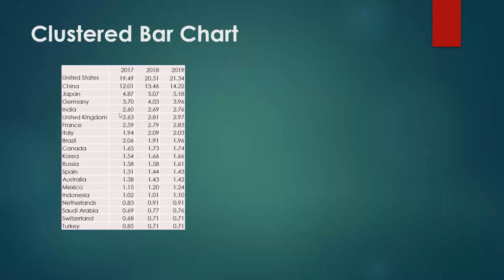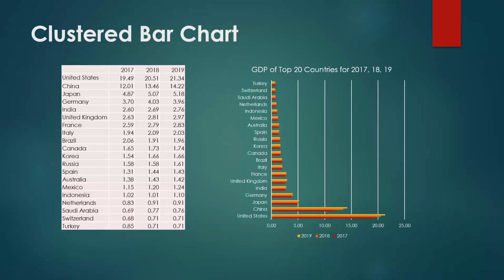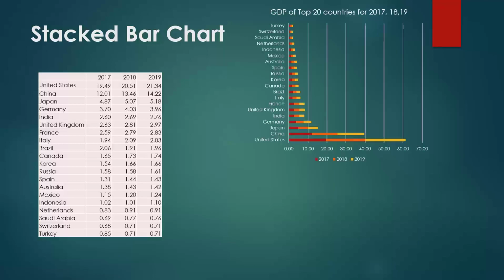So here's our data. We have three columns of quantitative data and one column of categorical variable. Just like in a column chart, when we have multiple quantitative variables, we draw a clustered column chart. So here we'll draw a clustered bar chart. That's how you draw a clustered bar chart. Similarly, just like in column charts, we could draw a stacked column chart. We can draw a stacked bar chart here.